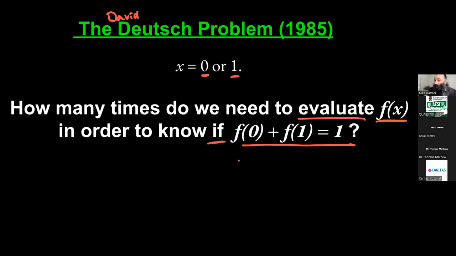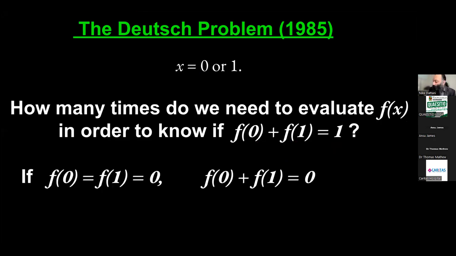Now, this question is not a trick. How many times do we have to evaluate f of x if we want to know whether or not f of 0 plus f of 1 equals 1? 2, that's the correct answer. So if we want to know whether or not f of 0 plus f of 1 equals 1, we have to know f of 0 and f of 1.